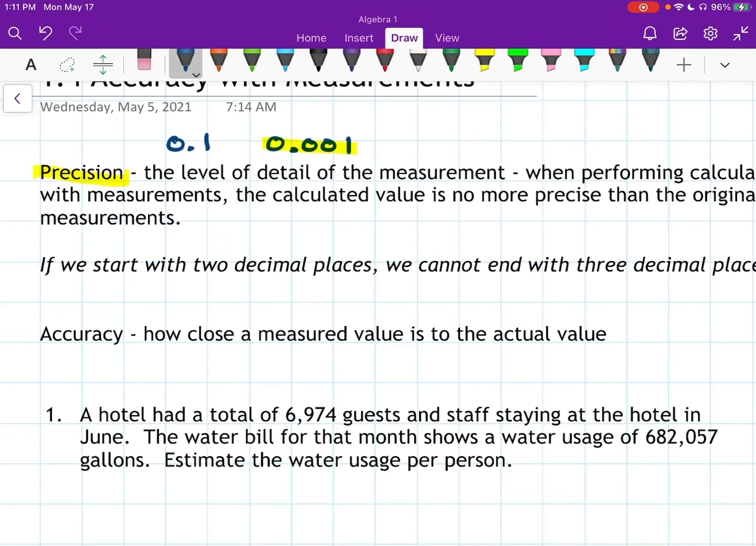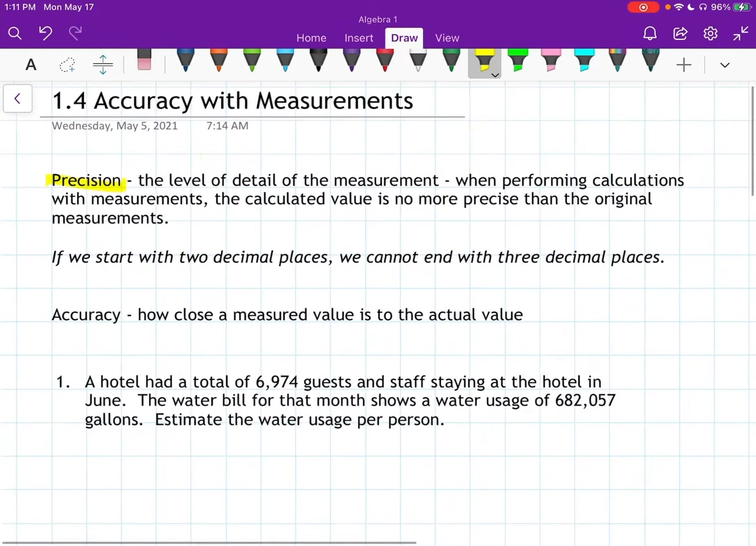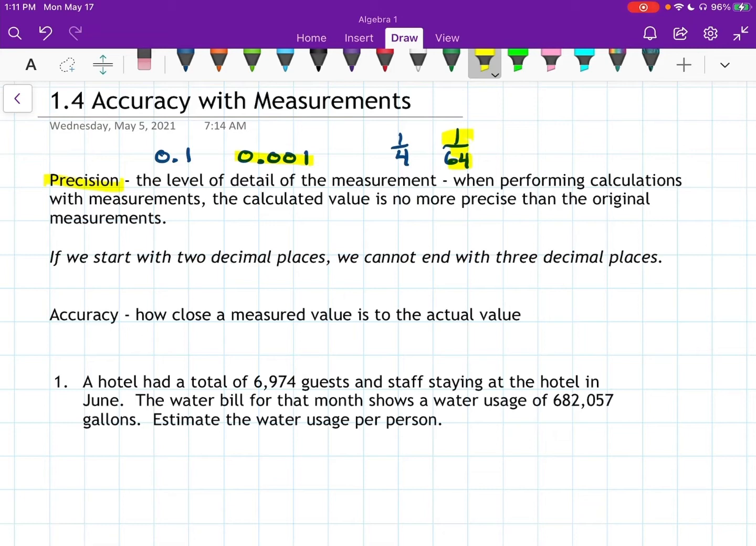Sometimes with tape measures, it's normally a fraction, right? Some tape measures only measure to the nearest 1/4 inch versus some go all the way to the 64th inch, right? The 1/64th would be more precise. When performing calculations with measurements, the calculated value is no more precise than the original measurements, okay? And what that means in our terms is that if we start off with only 2 decimal points, then we can't end with 3, okay? That's what that's going to mean for us.